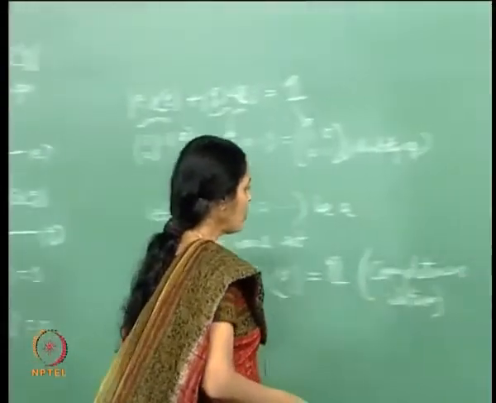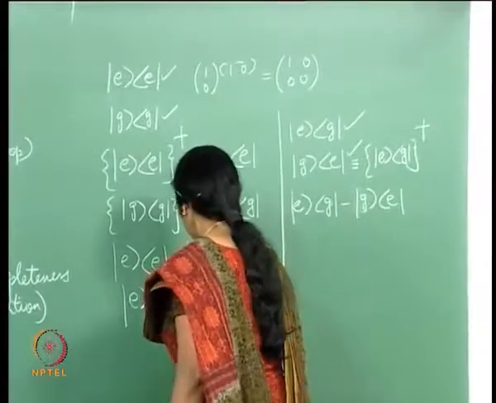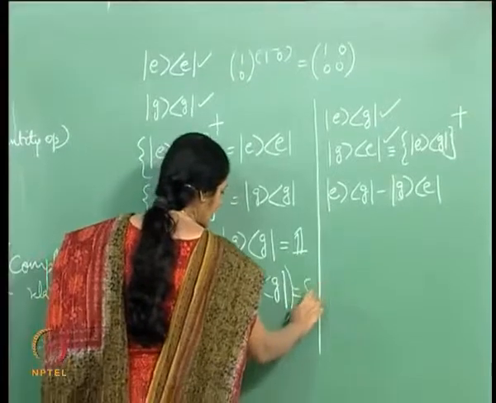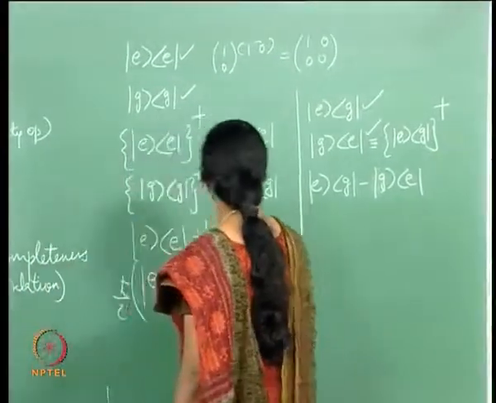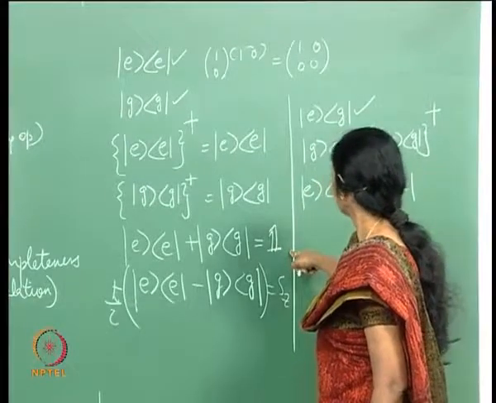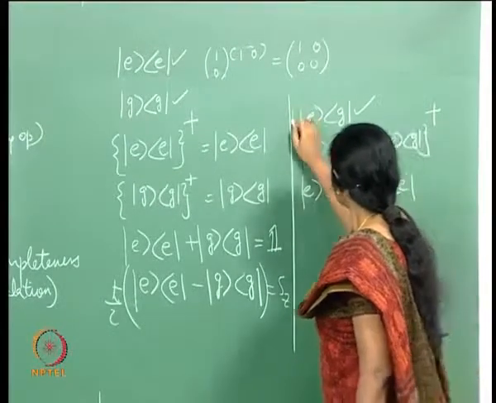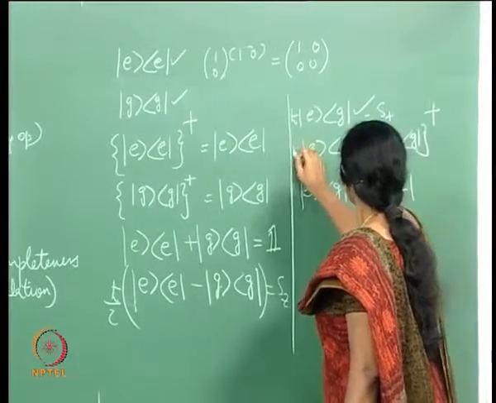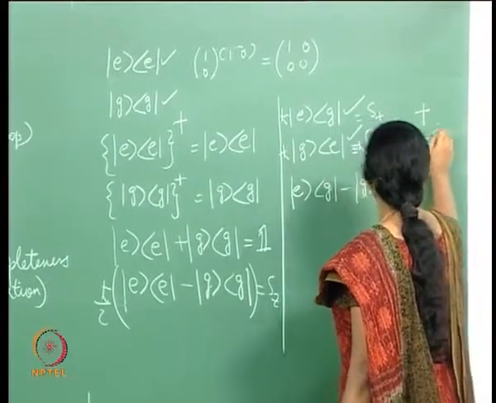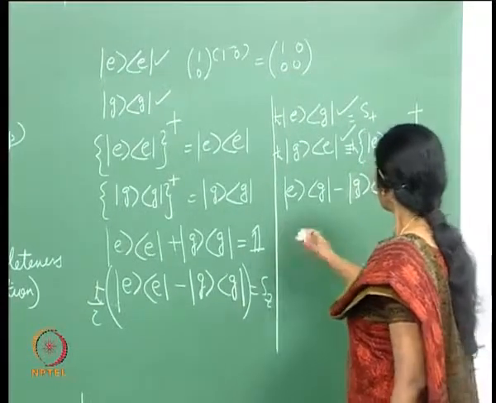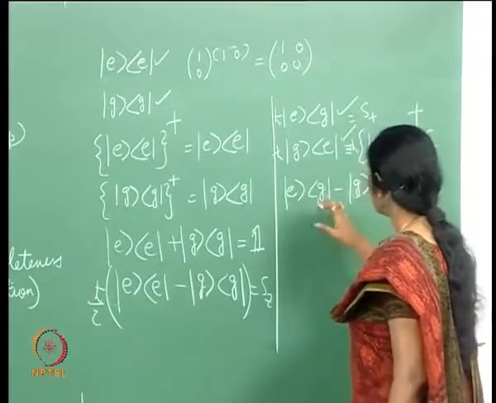So I have found out what exactly this is. ħ by 2 (|e⟩⟨e| − |g⟩⟨g|) is Sz. |e⟩⟨e| plus |g⟩⟨g| is the identity. ħ|e⟩⟨g| is equal to S plus. ħ|g⟩⟨e| is equal to S minus. And of course, I can form |e⟩⟨g| minus |g⟩⟨e| and so on.